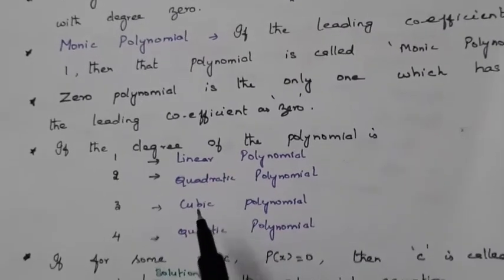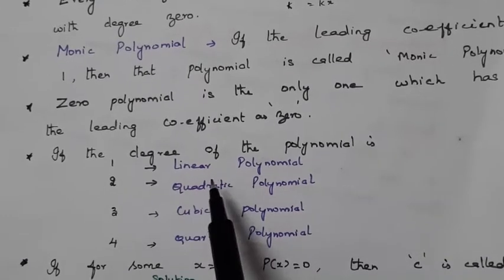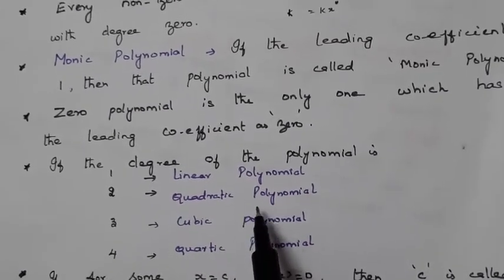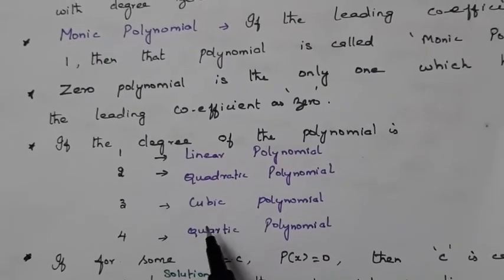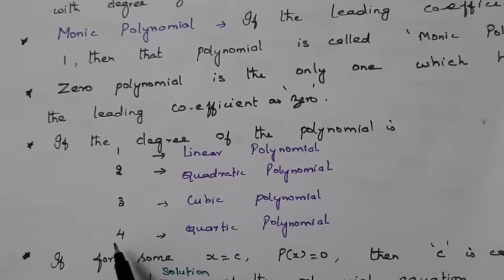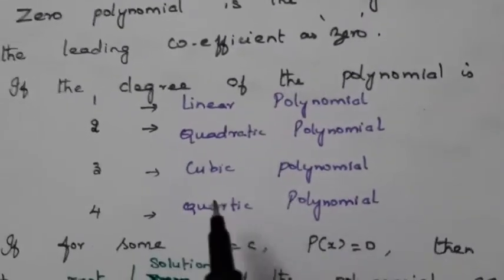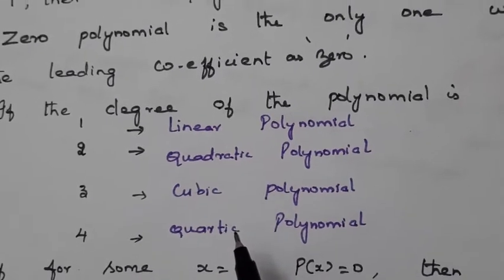Then if the degree of the polynomial is 1, we can define it as a linear polynomial, and if it is 2, we can say it is a quadratic polynomial. If the degree is 3, we can say it is a cubic polynomial, and if it is 4, we can say it is a quartic polynomial. So all these you already know, we are just recalling this, right?